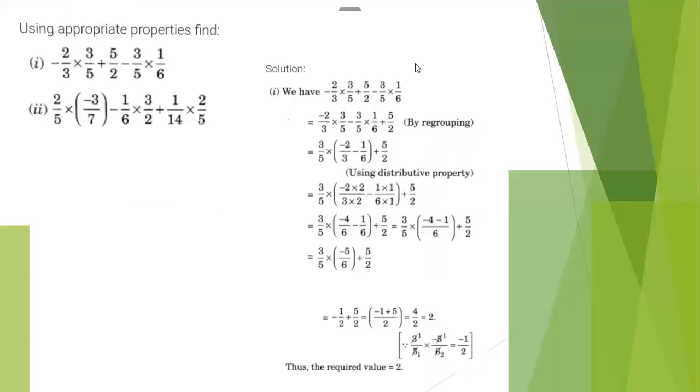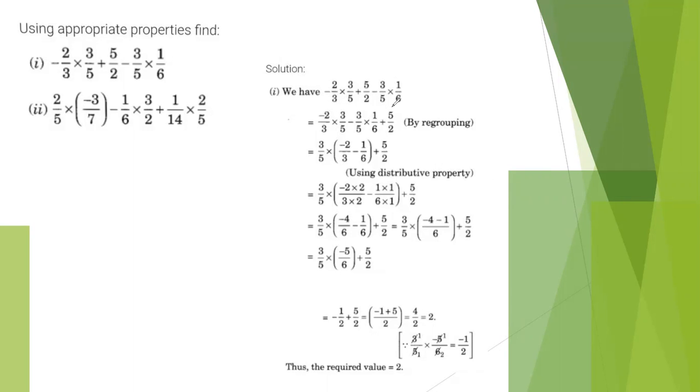Here I have the question 1 solution for you. So let's discuss this step by step. To solve this, basically you need to know two properties, that is the distributive property and the regrouping or commutative property. Alright, so first we'll be using the commutative property or the regrouping property.